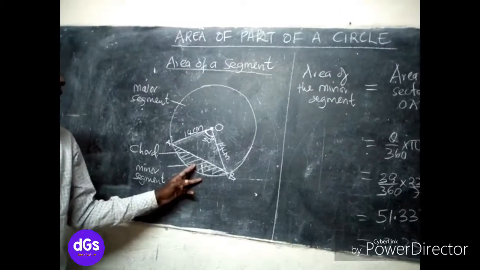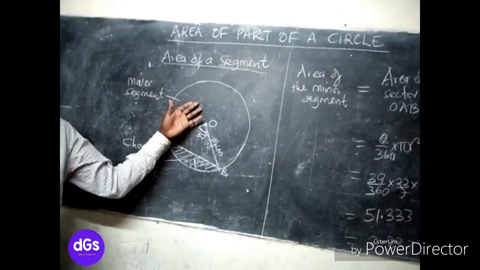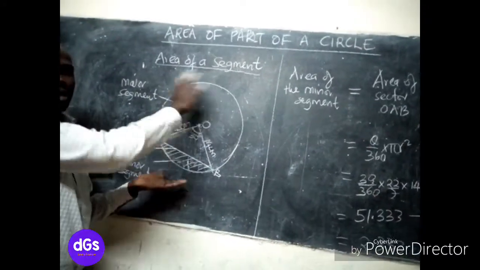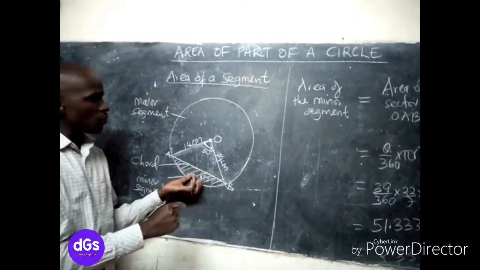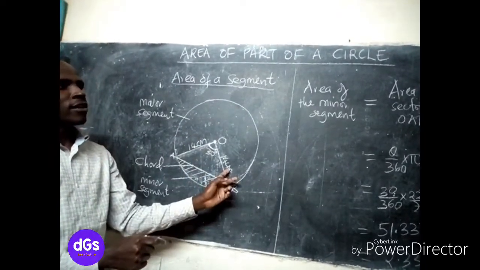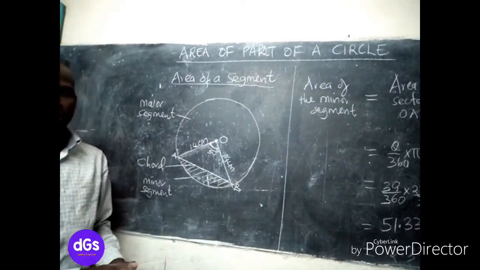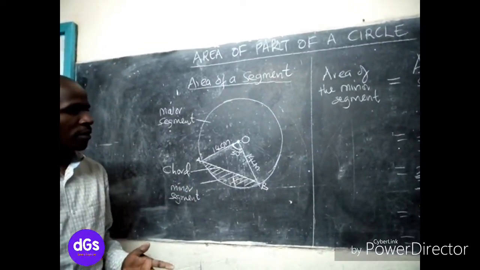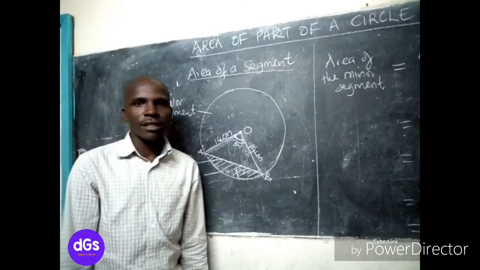Now, if we wanted the major segment, we can simply get the whole area of the circle, then subtract 2.33. We would get the area of the unshaded part. So remember that is how you approach that problem, that you may arrive at the answer.